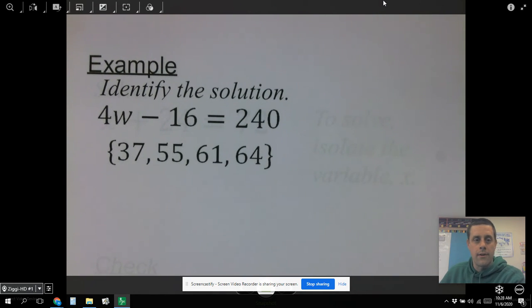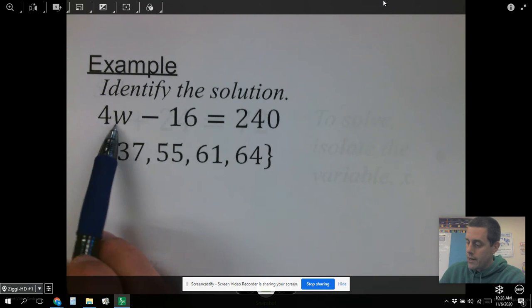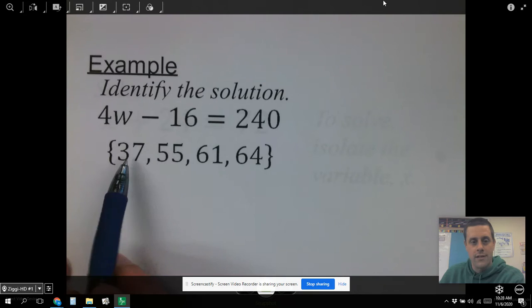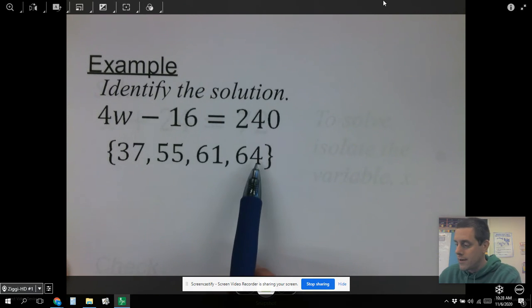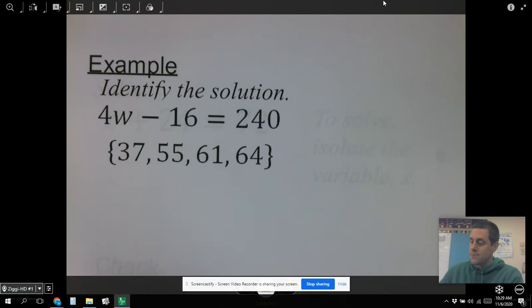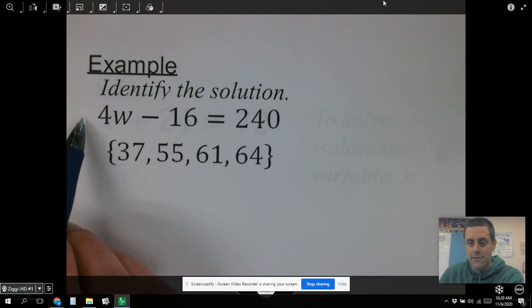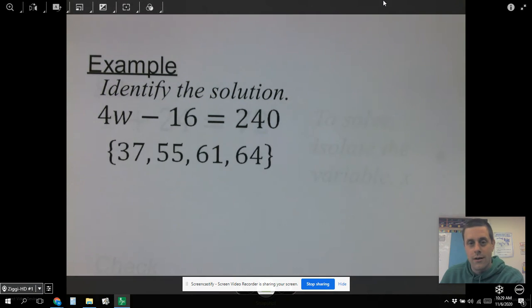All right, let's do one more example like this. Here we have the equation 4w minus 16 equals 240, and possible solutions are 37, 55, 61, 64. We're going to test all those values by substituting them into the value of w and simplifying the left side of our equation to see which value will give us 240.